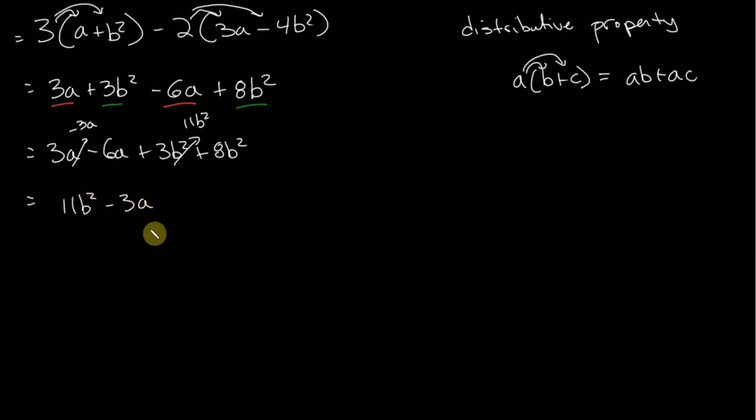You could write that the other way around, minus 3a plus 11b squared, but personally I prefer to have the positive out in front, just a little bit more neat and tidy.